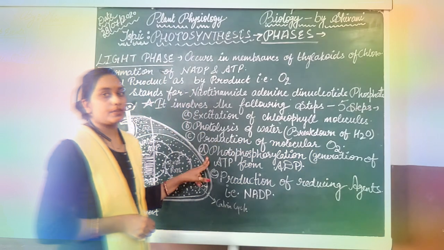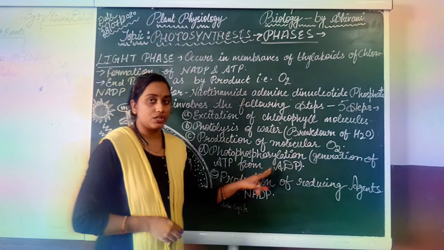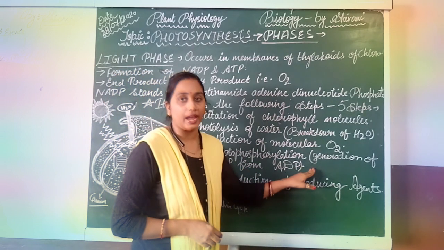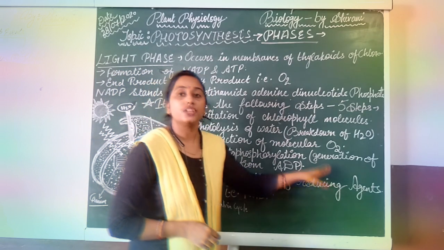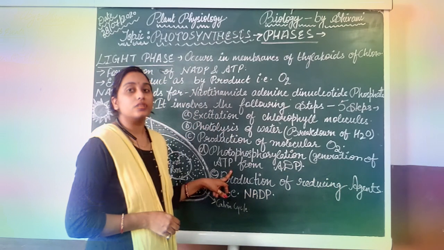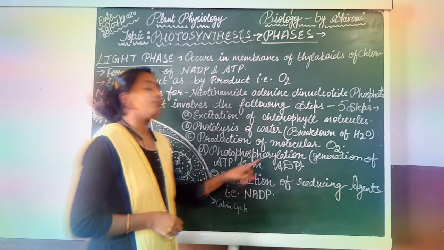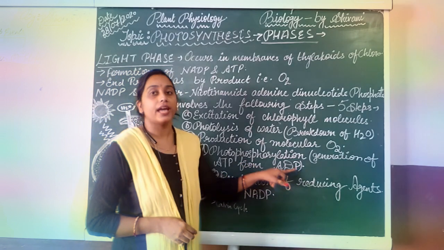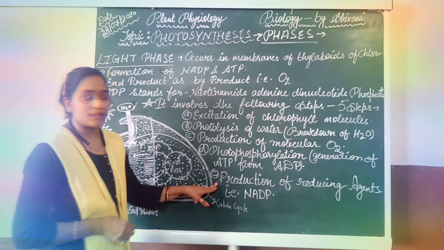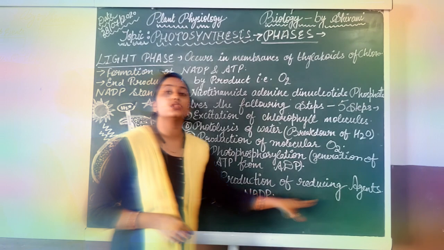Then the next step is photophosphorylation. This photophosphorylation is the step of the light dependent phase in which ATP, that is adenosine triphosphate, is generated from ADP, that is adenosine diphosphate. The last step is the production of the reducing agent.